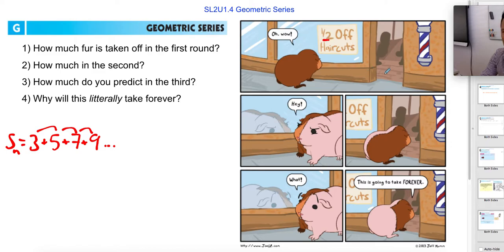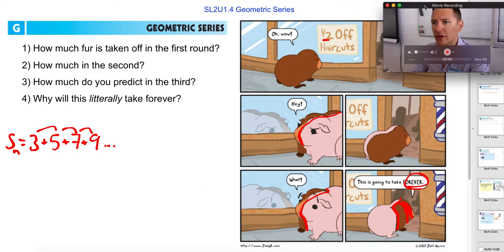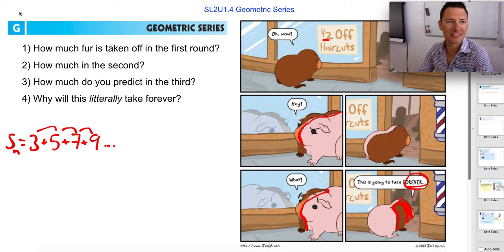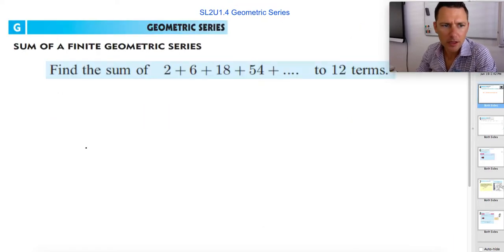He sees that haircuts are half off when he goes in, and they take half of his fur off. So he goes back in, and they take another half of his fur off, right? And when he goes back in, they'll take half of that, and then half of that, and then half of that. And it should literally take forever. So buckle in. We're going to check out some geometric series.